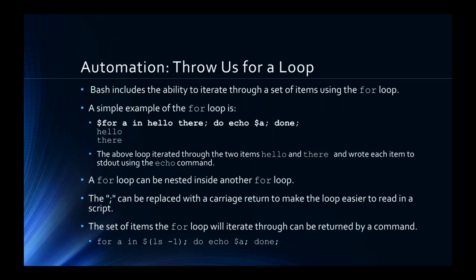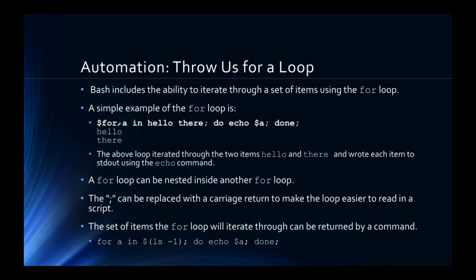The next component to our script is the ability to iterate through a set of items. And the way that we can do that in Bash is with the for loop. We've got a very simple example of a for loop so that we can take a data set, a set of items, and be able to iterate through each of the items in that set and then perform some sort of an action.